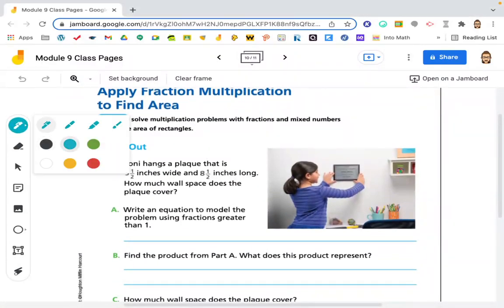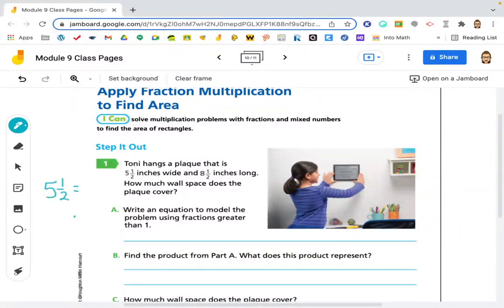So we're going to start by changing. So we have 5 1/2 equals, so 5 times 2 is 10, plus the 1 is 11. So 11 halves. And we have 8 1/2 equals 8 times 2 is 16, plus 1 is 17 halves. So our equation then is going to be 11 halves times 17 halves equals the plaque.